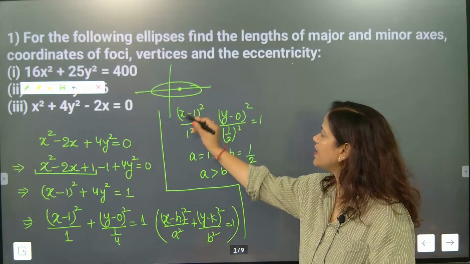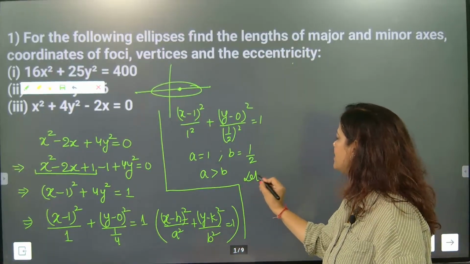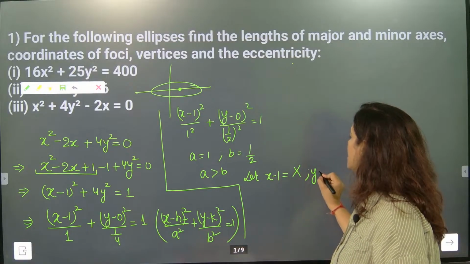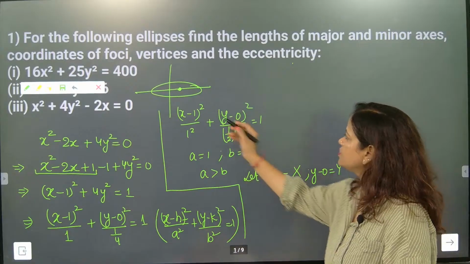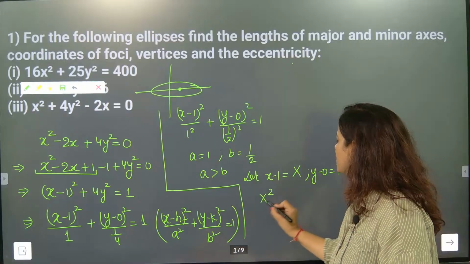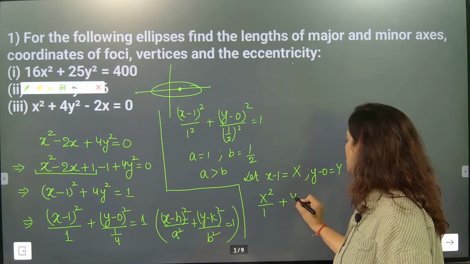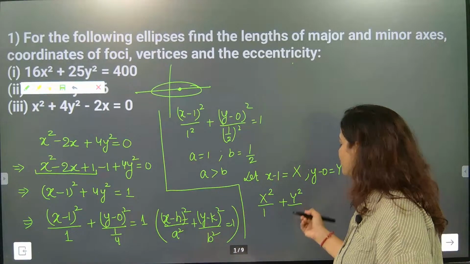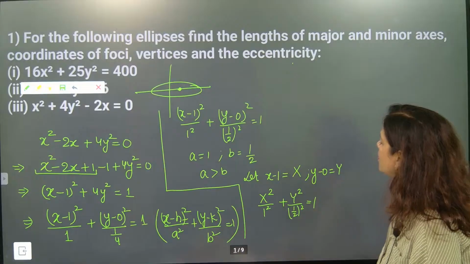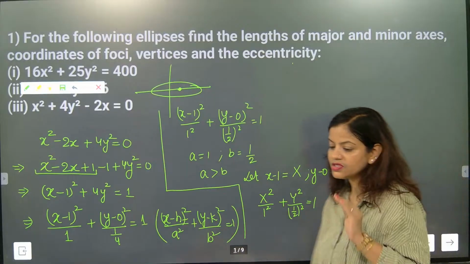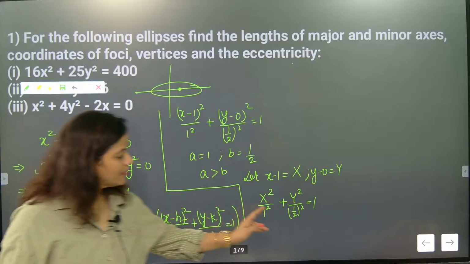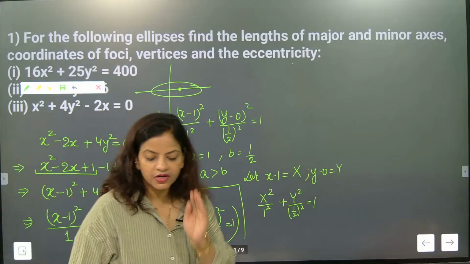So now look at it. First, x minus 1 whole square. Now we will let x minus 1 equal to capital X and y minus 0 equal to capital Y. So now we have exchanged it. The moment we change it, it becomes X squared by 1 plus Y squared by 0.5, which is also 1 by 2 whole square, equal to 1. Now it became our standard equation. The question was given differently, and we converted it into the standard format. Once you have converted it to the standard form, our work starts from here.